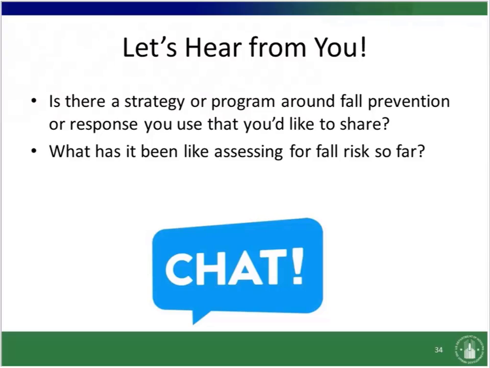I know in the chat some of you have mentioned partnerships with area schools to do presentations. A few of you are using Matter of Balance and Tai Chi. Are there any other programs or strategies that you all are using related to falls prevention? Again, you can type into chat or raise your hand over the phone to share your response.